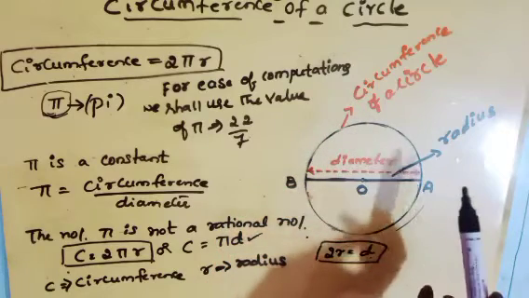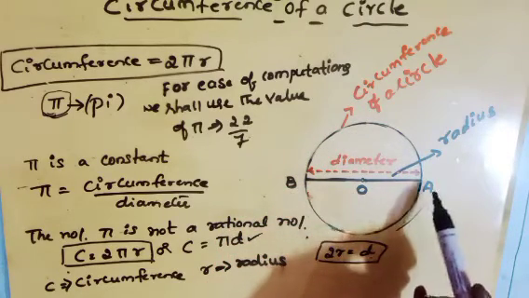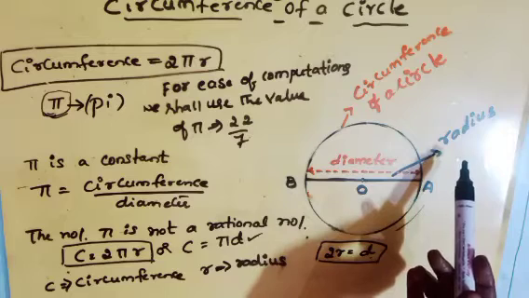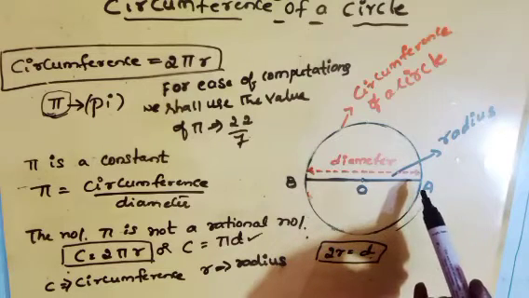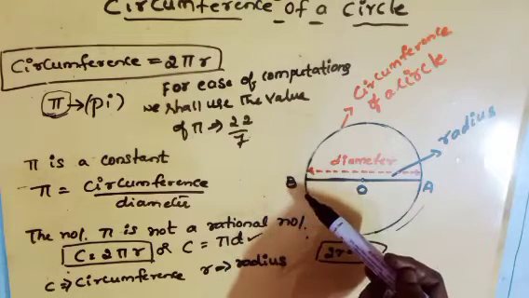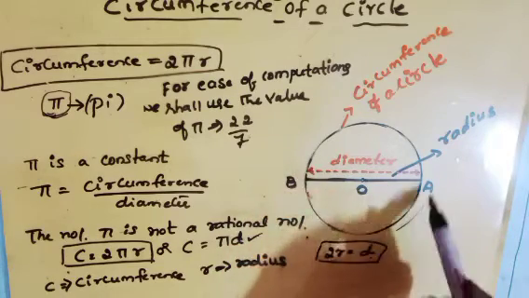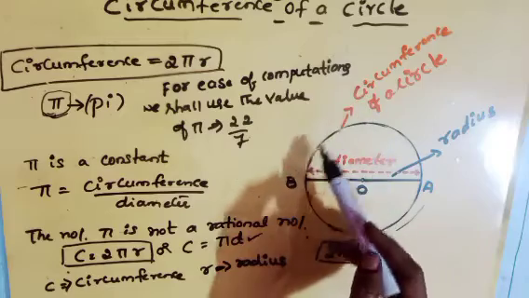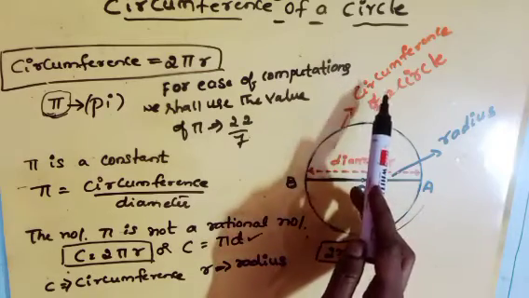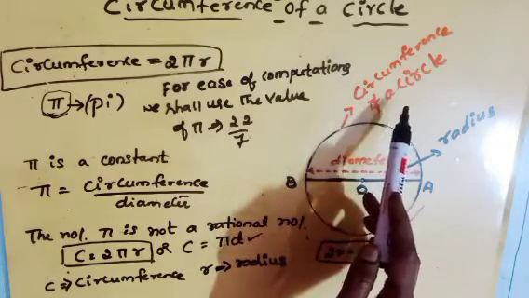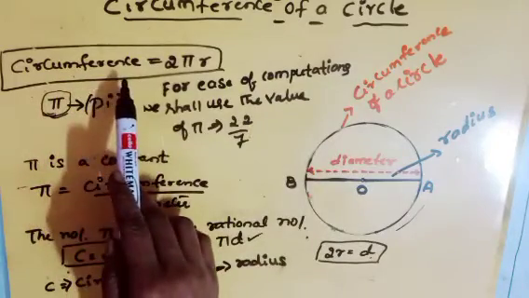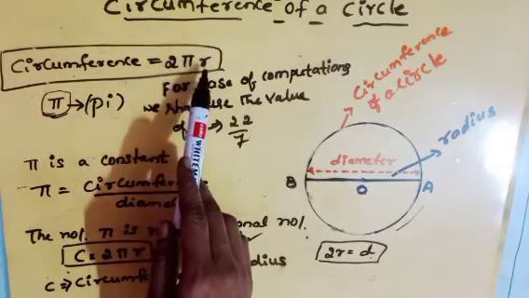Let us recall. The line segment OA is called the radius and the line segment AB which passes through the center of the circle is called diameter, and the length of the boundary of a circle or perimeter of a circle is called circumference of a circle. The formula to find out circumference of a circle equals 2 pi r.